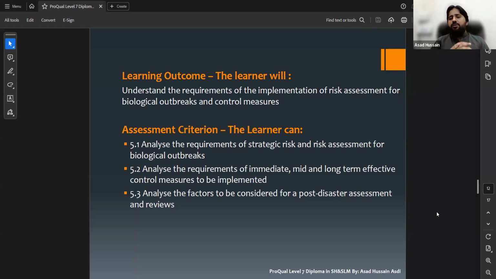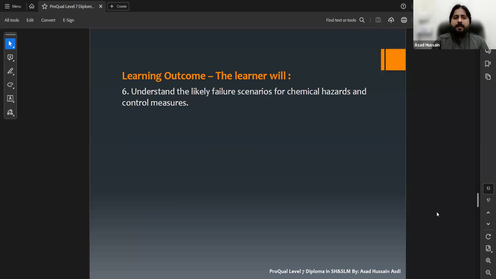For this purpose, if you have any disaster management plan, any disaster management team, plan, procedure, or policy, then you have to share it here, and that can be used as evidence for this learning, for this assessment criteria. Now, number 6, understand the likely failure scenarios for chemical hazards and control measures.